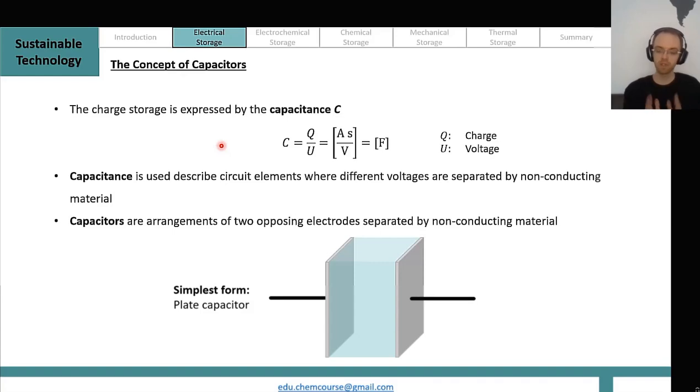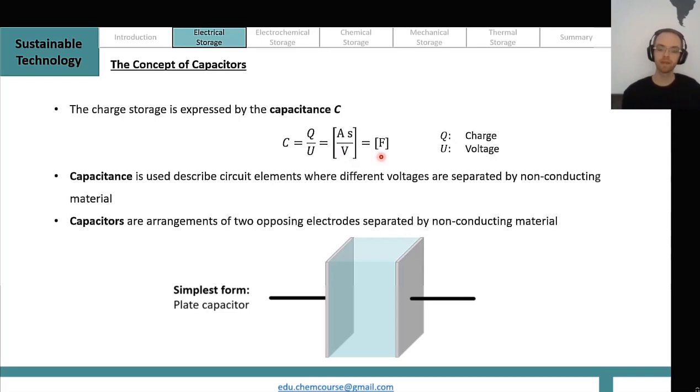Now, let's go deeper into what a capacitor actually is. The charge stored in an electrical system is expressed by the so-called capacitance. The capacitance gets the symbol C. The capacitance is basically the number of charges stored. Therefore, it expresses how much energy I can store in the system. And the capacitance C is Q, the number of charges, divided by the voltage. This will give us a specific value in so-called Farad. Farad is the unit for the capacitance.